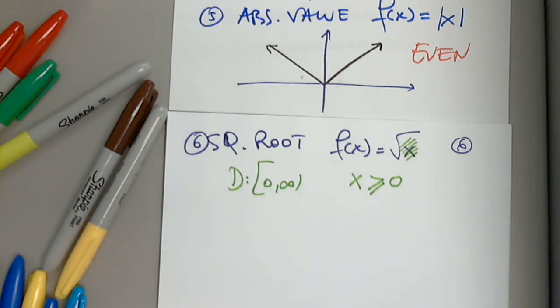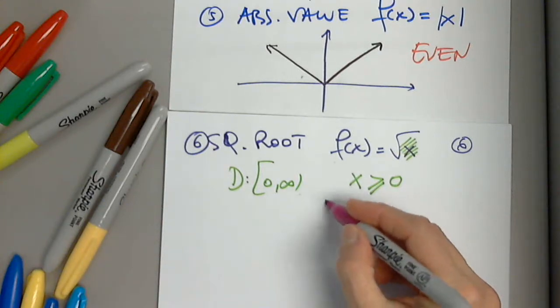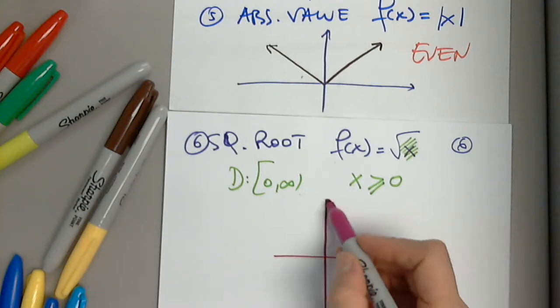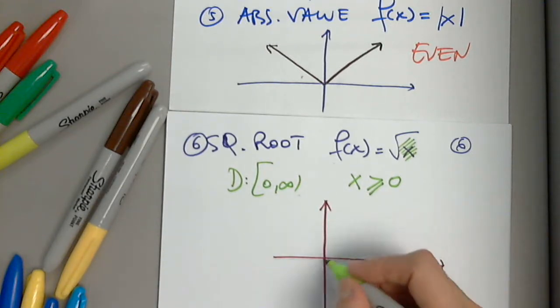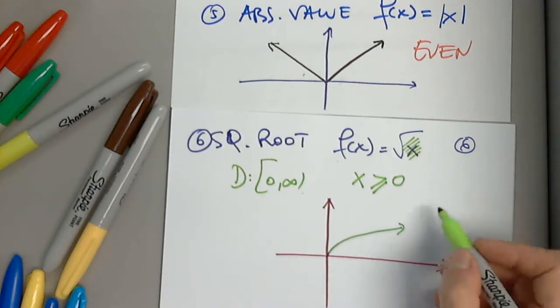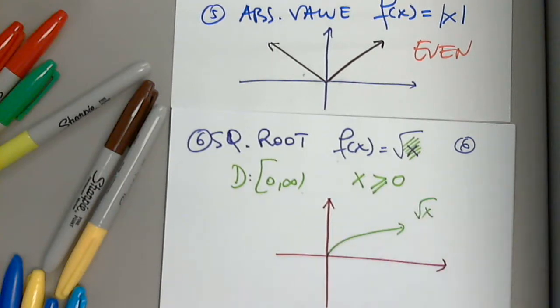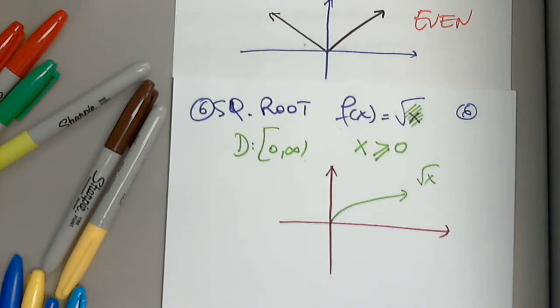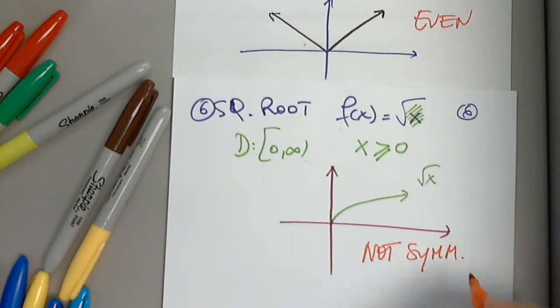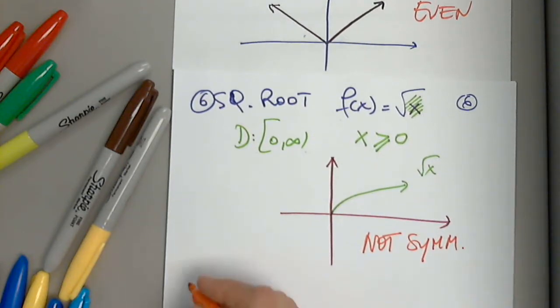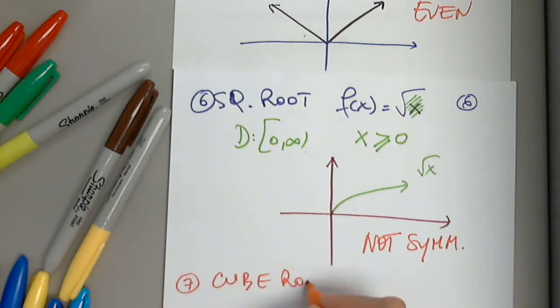So now we are ready to graph it. And keep in mind that this is the domain. It's not all real numbers. So here's the graph, and we have to commit it to memory. So this is the graph of the square root of x. Odd, even, or none of the above? None of the above. Of course, not symmetric. Last one is number 7, which is the cube root.